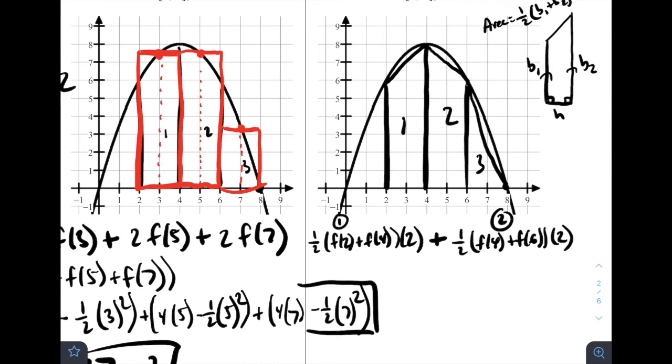And then our last one, I'll do the third one here. So the third one is going to be 1/2 times the height of the function at 6 and at 8. Those are our two bases. We know f of 8 is 0, but I'm going to do it anyway for completion purposes. So f of 6 plus f of 8 times 2.